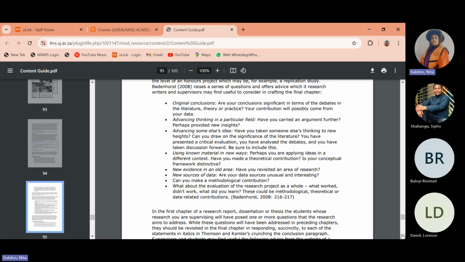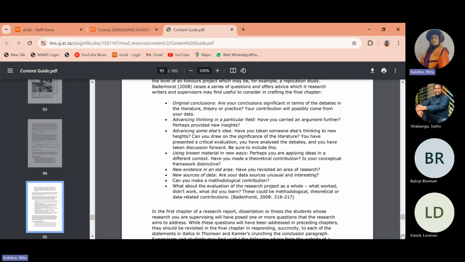Advancing someone else's ideas. Have you taken someone else's thinking to new heights? So this could have been a research where you found a study similar to yours, but you improved on it. So you've taken it to another level because maybe that research was done in 2015. Your research is now being done in 2023 or 2024. You've added something new over the years.